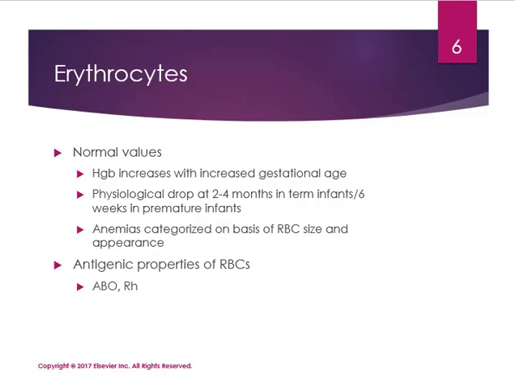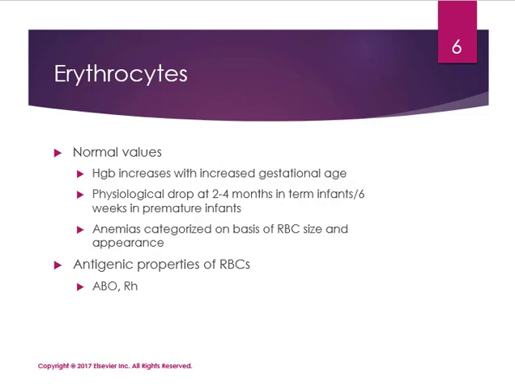As with adults, red blood cell issues, the anemias, are categorized on the basis of the RBC size and the appearance of the cells. So you can have macrocytosis, which are large puffy cells, microcytosis, which are smaller cells, normocytic, which are normal appearing.